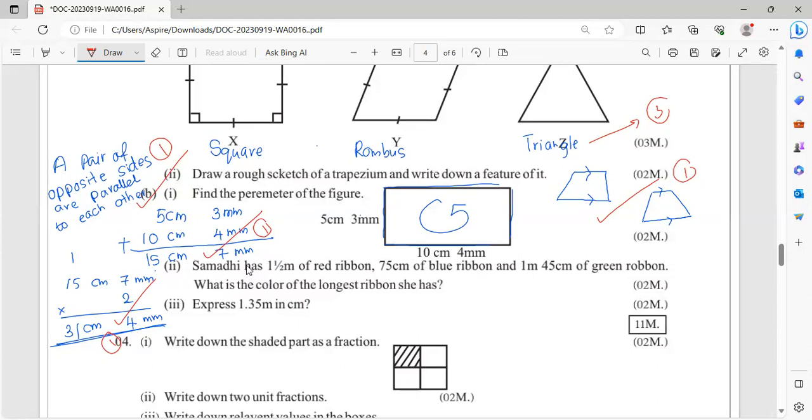1.5 meters means, when you express 1.5 meters in centimeters, what is the answer?